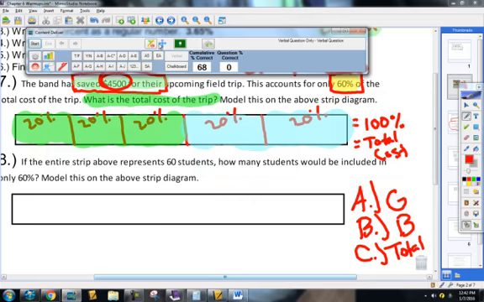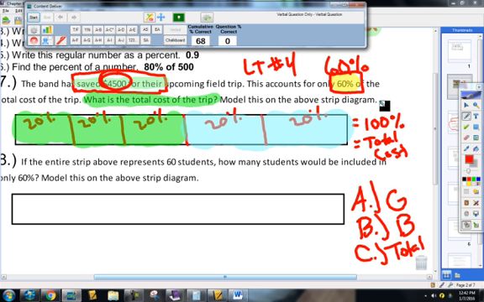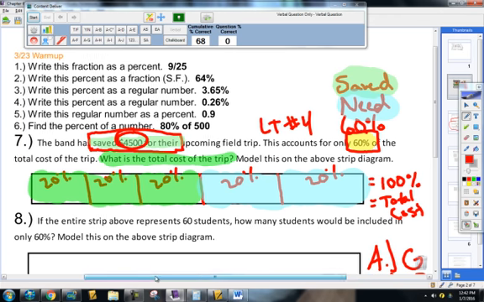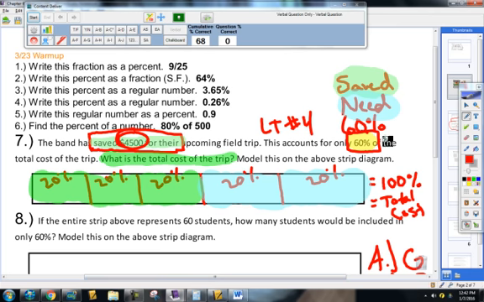Okay? Now, this is where we have to be really careful readers. It says the band has saved $4,500. Does everybody agree with that? Yes. That's the amount they saved. That's why we highlighted saved up there. Now, how much do they need? Well, what section would be representing how much they need? Wouldn't it be the blue section? Yes. So, look what it says. It says they've saved $4,500 for their field trip. This accounts for only 60% of the total cost. So, do they have the whole cost yet? No. So it can't be a whole.